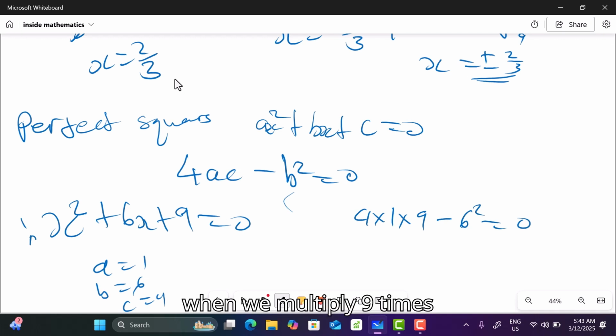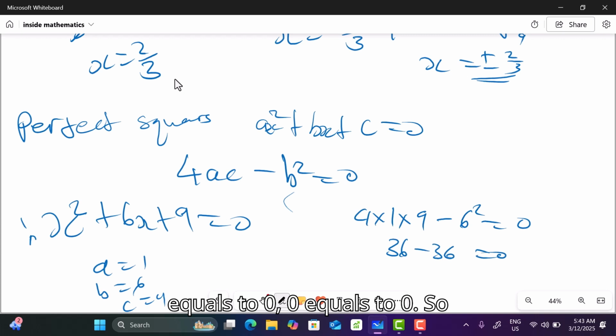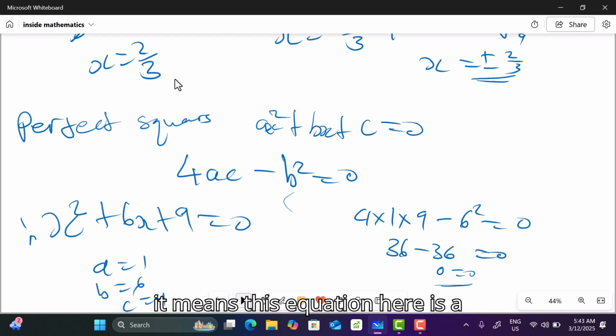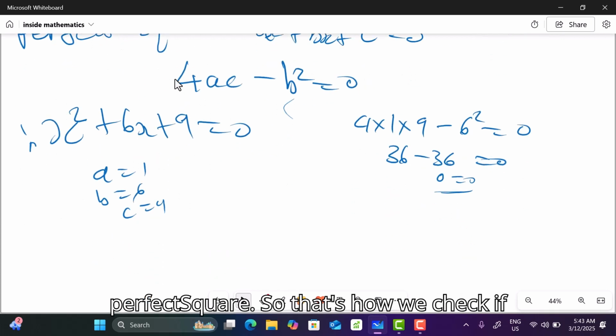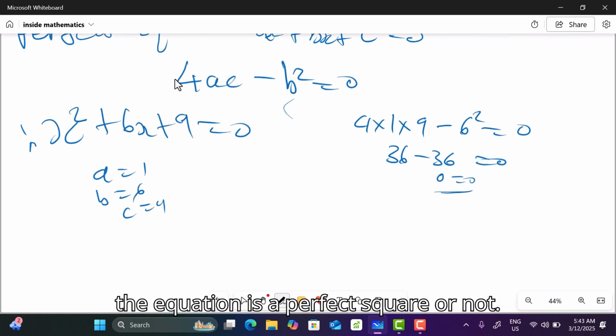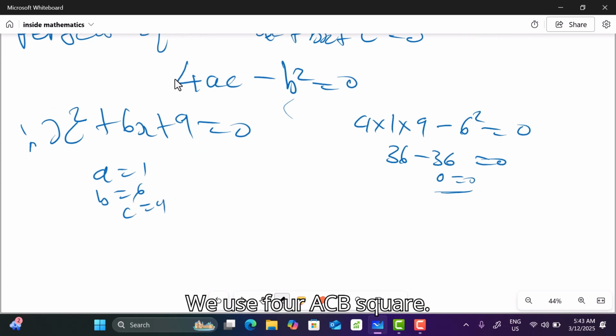So when we multiply 9 times 4, we get 36. So 36 times 1 is 36. Minus 36, we get 0. 0 equals 0, so it means this equation here is a perfect square. So that's how we check if the equation is a perfect square or not. We use 4ac minus b square.